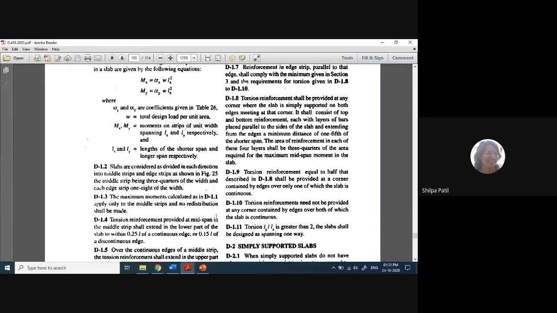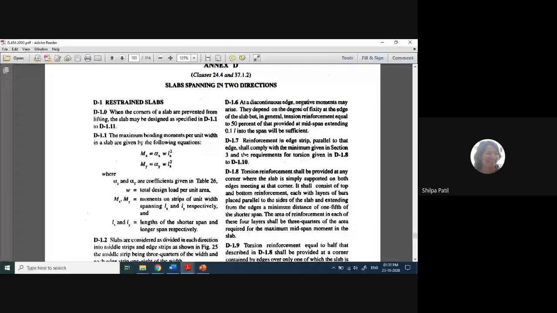At a discontinuous edge, negative moments may arise. They depend on the degree of fixity at the edge of the slab, but in general, tension reinforcement equal to 50% of that provided at midspan, extending 0.1 L into the span, will be sufficient.